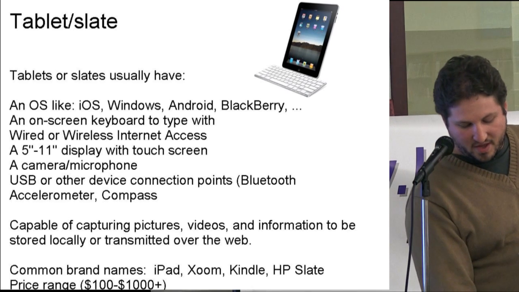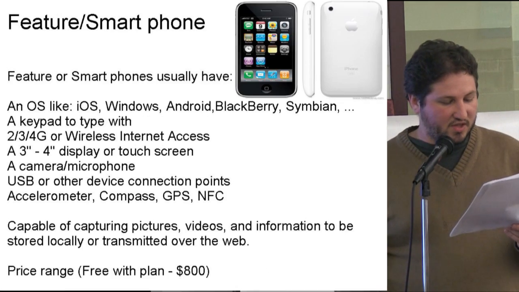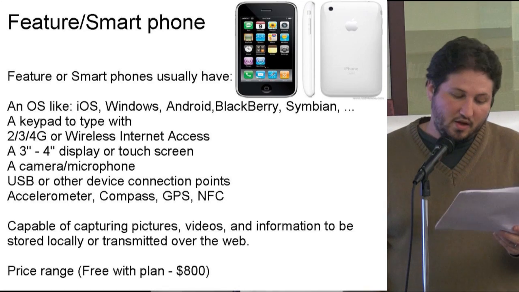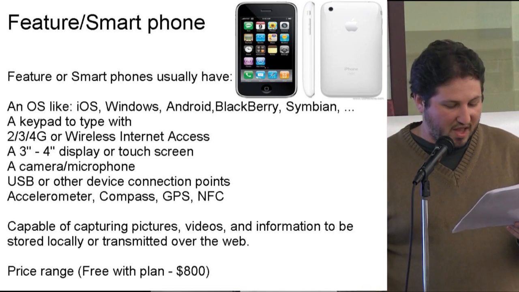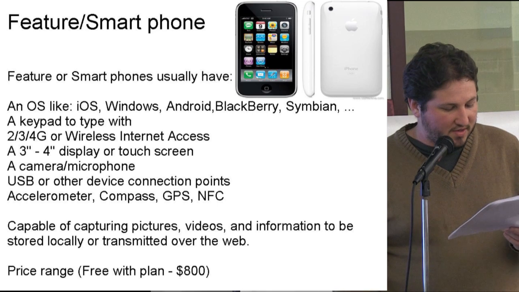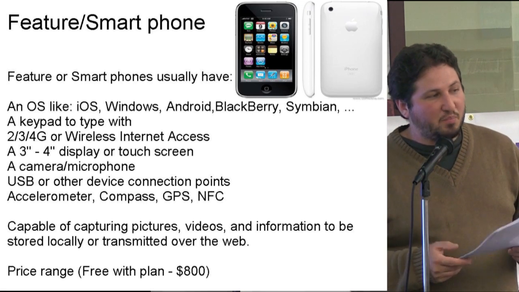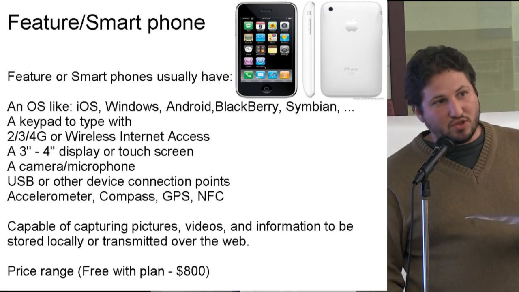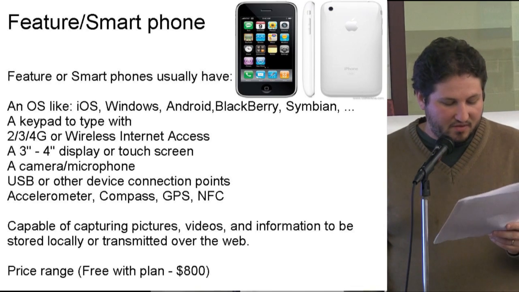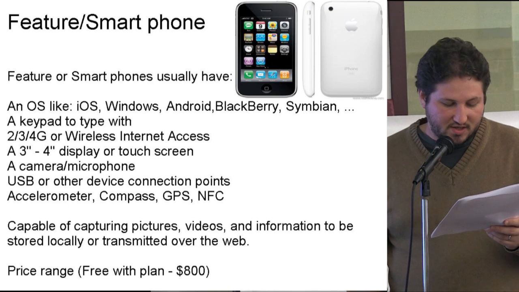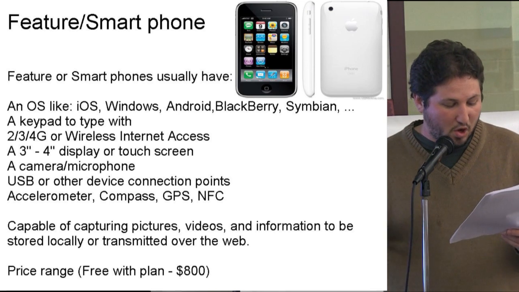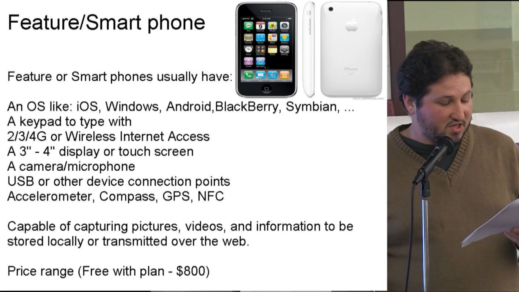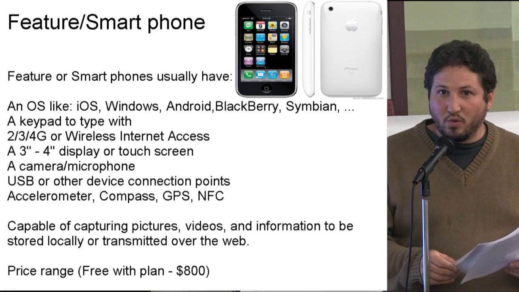The last category, as I put this together, was the feature or smartphones. Operating systems would be iOS again, Windows, Android, BlackBerry, Symbian. Many of them have a keyboard or keypad to type with, and they usually have 2G, 3G, or 4G. Many also have Wi-Fi internet access. Those are usually a smaller display, 3-inch to 4-inch, and many have a touch screen. They usually have a camera or microphone.